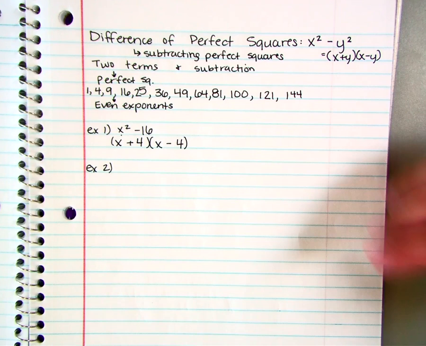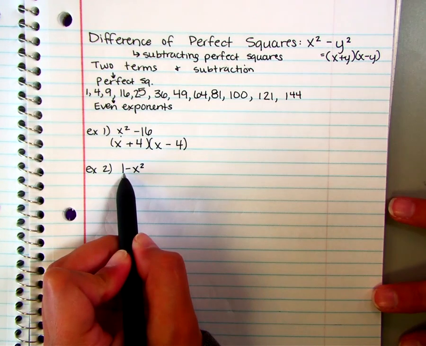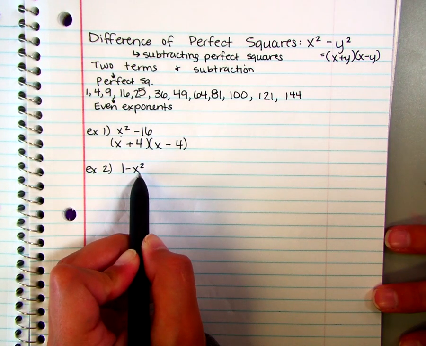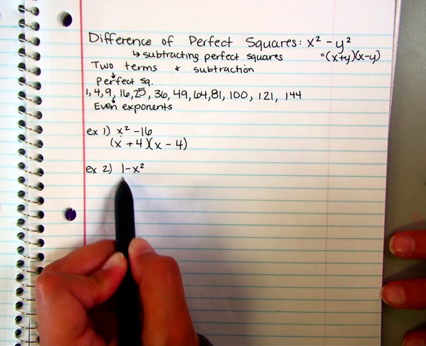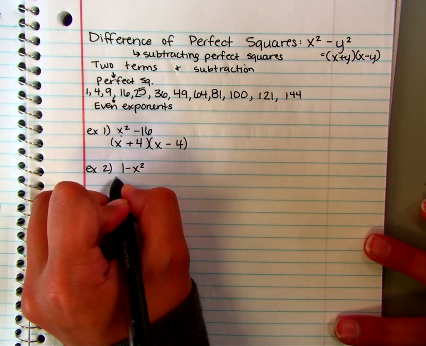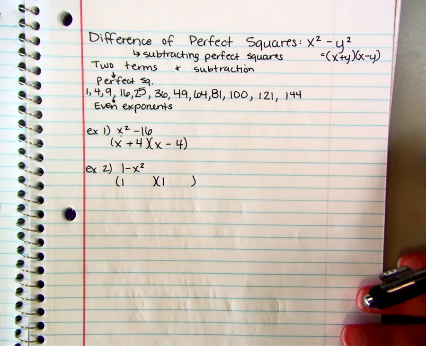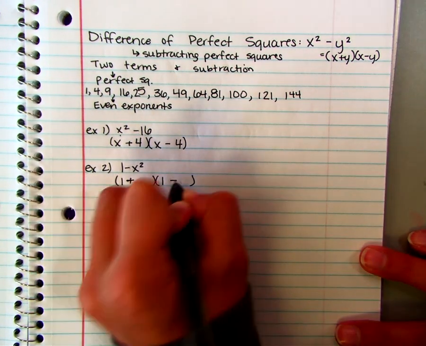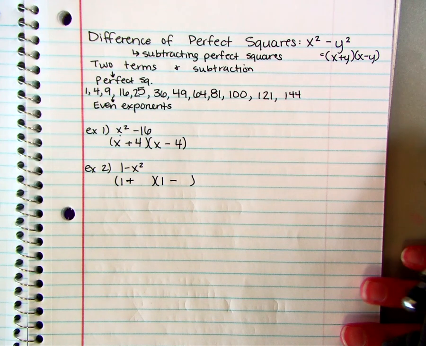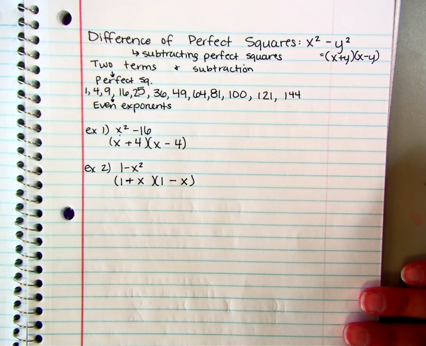So the next example we've got is 1 minus x squared. 1 is a perfect square, x squared is an even exponent, and we've got subtraction. It's two terms, a difference of perfect squares. So the square root of 1 is 1. Start off both factors with that. One will be plus, one will be minus, and then we'll take the square root of x squared, so we'll have x and x. That's it.